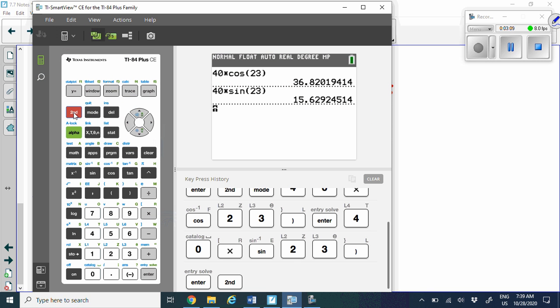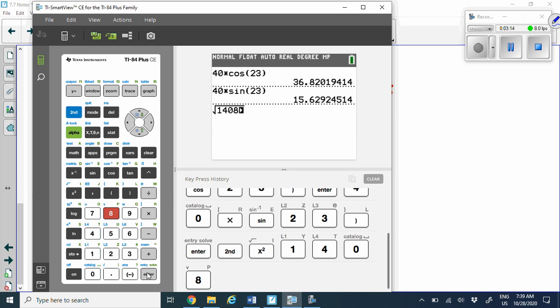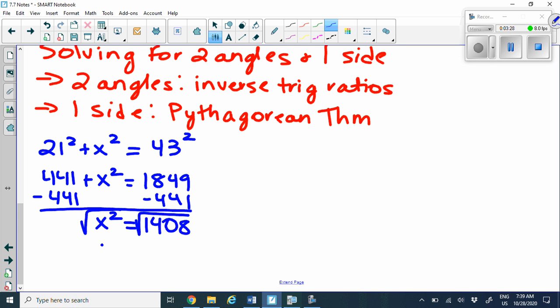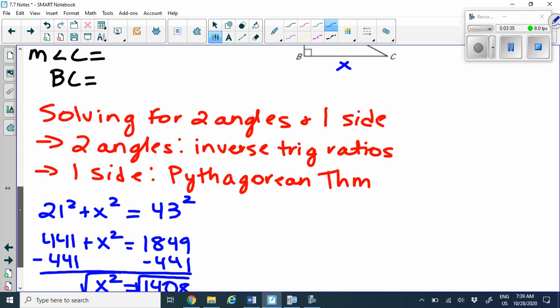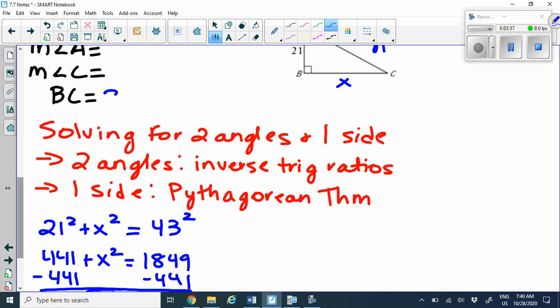We have second, and then you do the X squared, and let's put 1408 in there. So we get a decimal answer, and it looks like it's going to be 37 point. Remember, we're rounding to the tenths place, so that's one decimal place. And notice there's a 2 after the 5, so we keep it as 5. So we have 37.5. So our side of BC is going to be 37.5. And we don't put a degree symbol there because we are solving for side.